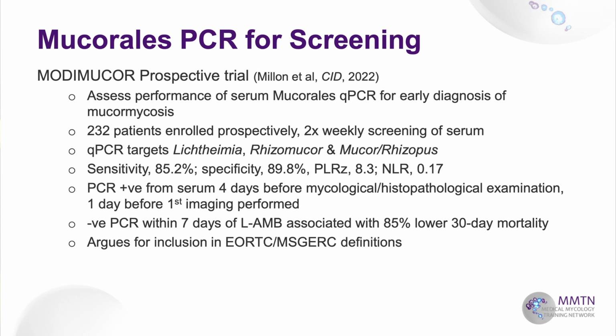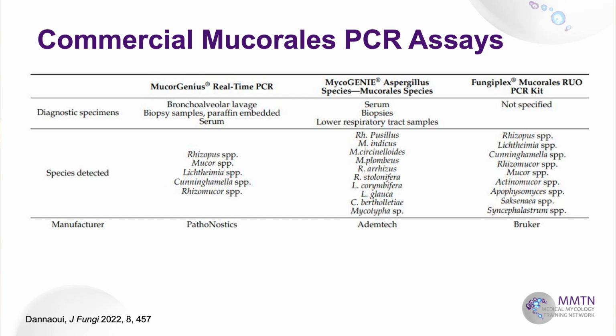And interestingly, a negative PCR result within 7 days of receipt of liposomal amphotericin B was actually associated with an 85% lower 30-day mortality. So this would argue for the inclusion of Mucorales PCR in the next iteration of EORTC MSG definitions. As I said, probably the limitation so far has been the lack of commercialisation of Mucorales PCRs. There are at least 3 assays that I saw in the literature that were recently reviewed in the Journal of Fungi, and they've got slightly different targets.